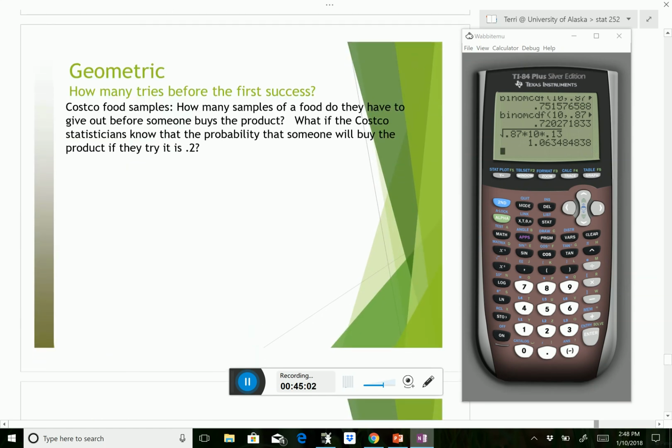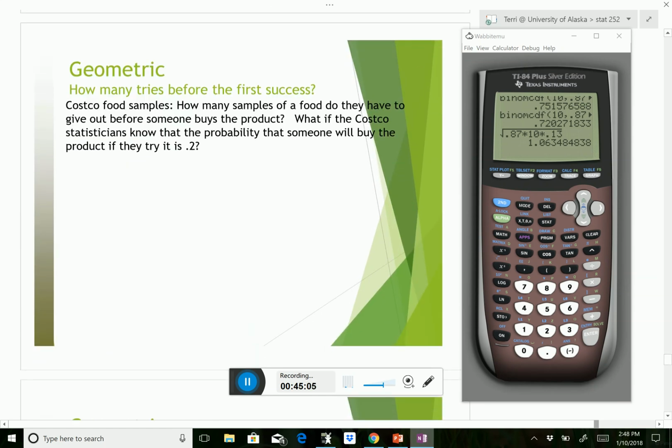So let's talk about some other named distributions that we have. The next one is called the geometric distribution.